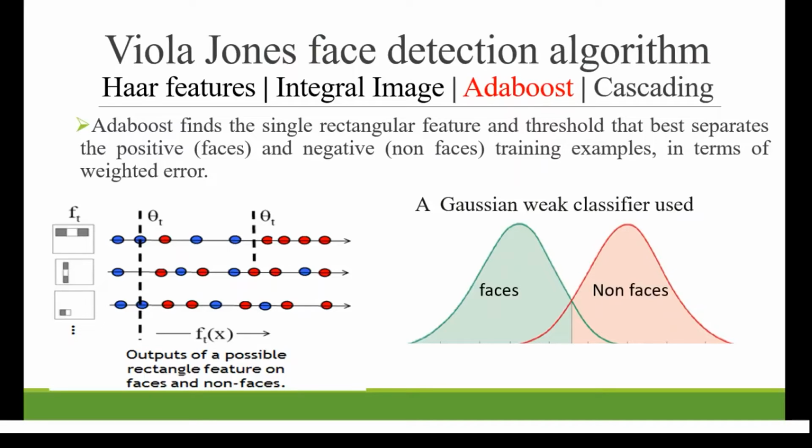So also, AdaBoost finds the single rectangular feature and threshold that best separates the positive and negative training examples in terms of weighted error. What it does is, it gives more importance to the ones which are wrong. So first of all, suppose we run one of the classifiers over all these images, and suppose a few are wrong. So the next classifier would make sure that it corrects the ones which are wrong. It is also like a Gaussian weak classifier.